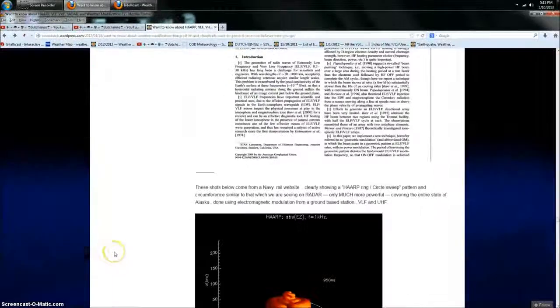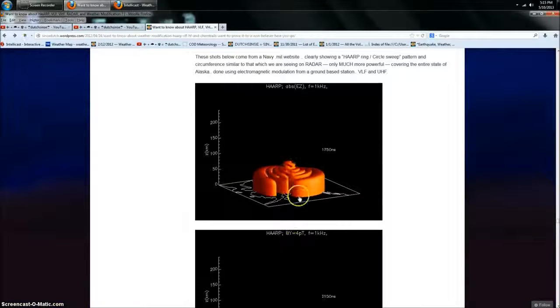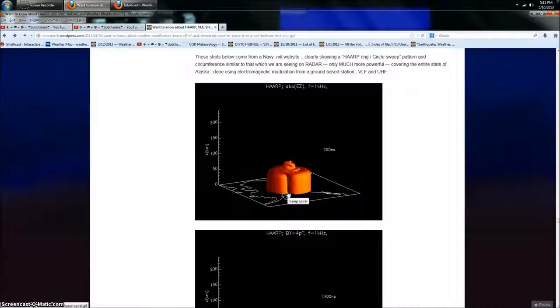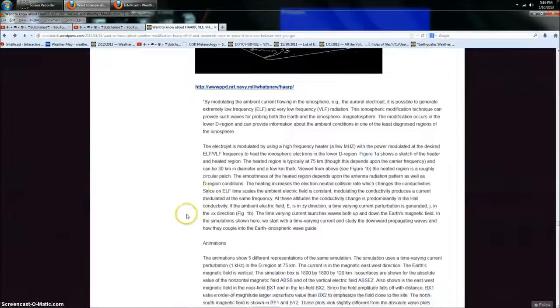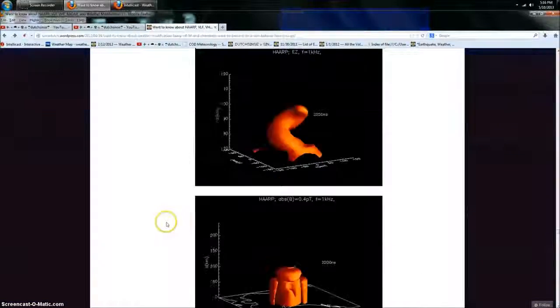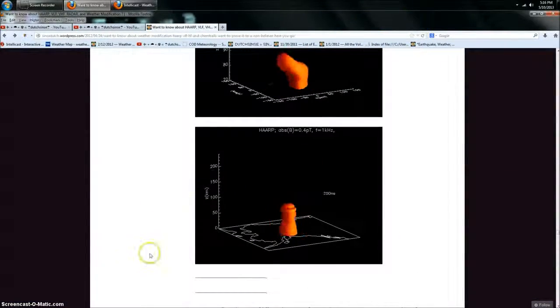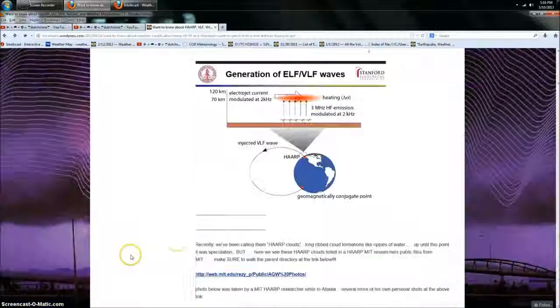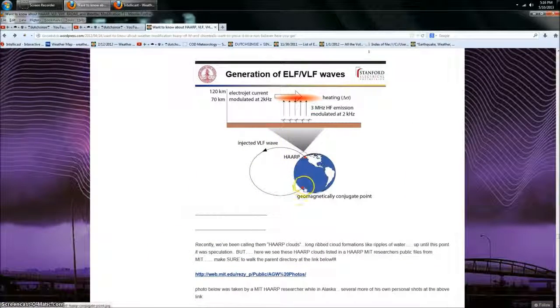Here's something from the U.S. Navy, showed this before. This is directly above HAARP. This is the magnetic signal, the magnetic frequency represented on a 3D plot, showing how the ionosphere, from the ground all the way to the ionosphere, is disturbed and perturbed in a circular fashion, a spiral fashion, as emanated from the ground-based antenna system.